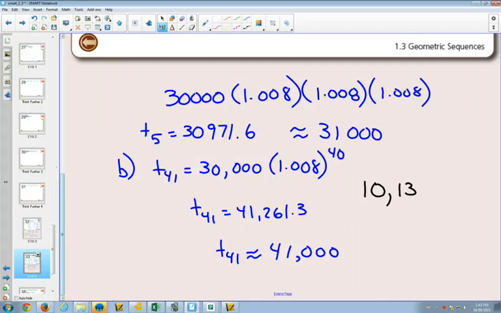Questions you can do for this one are 10, 13, 14, and 15. And we are going to do 15 together right now. So we'll start with 15.